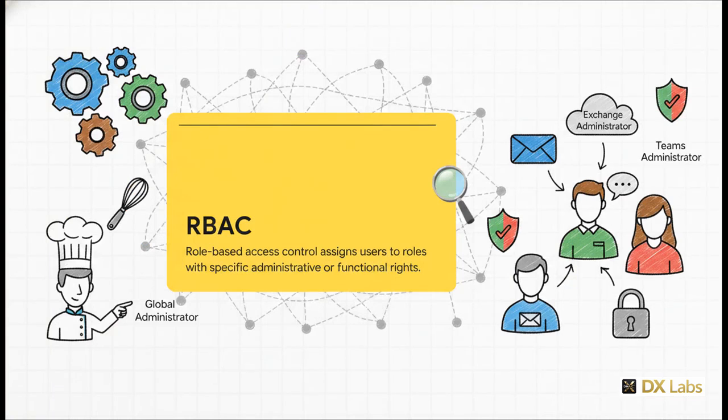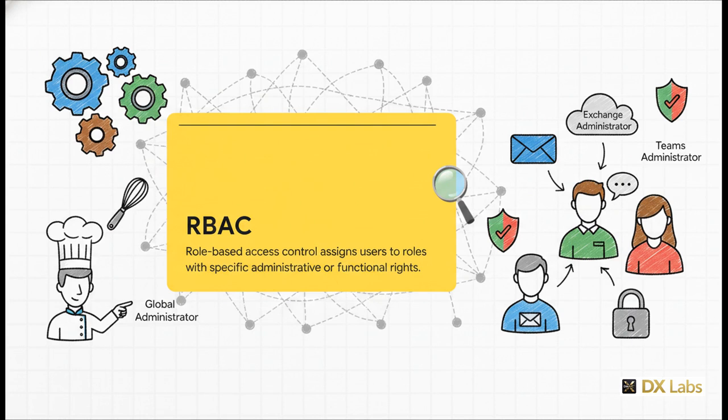Think of an incredibly busy restaurant. The head chef has full, unrestricted access to the entire kitchen and all the ingredients, right? But a regular patron, they're only assigned to sit at one specific table. Translating that restaurant analogy to technical reality brings us to Role-Based Access Control, or RBAC. Microsoft 365 uses RBAC built directly into Microsoft Entra ID as its central mechanism for authorization. This is where users are assigned to roles that grant specific administrative or functional rights.